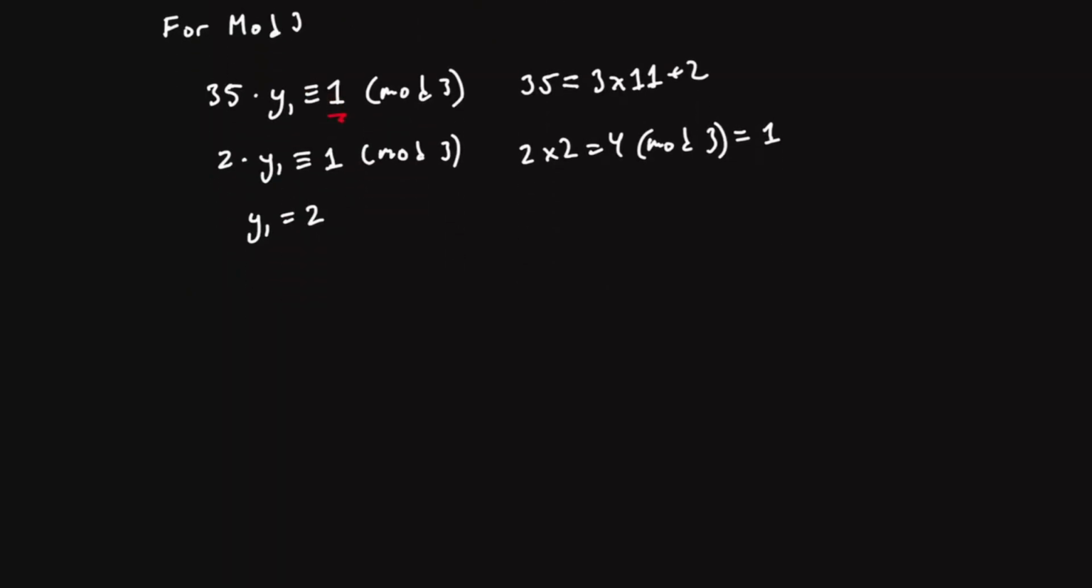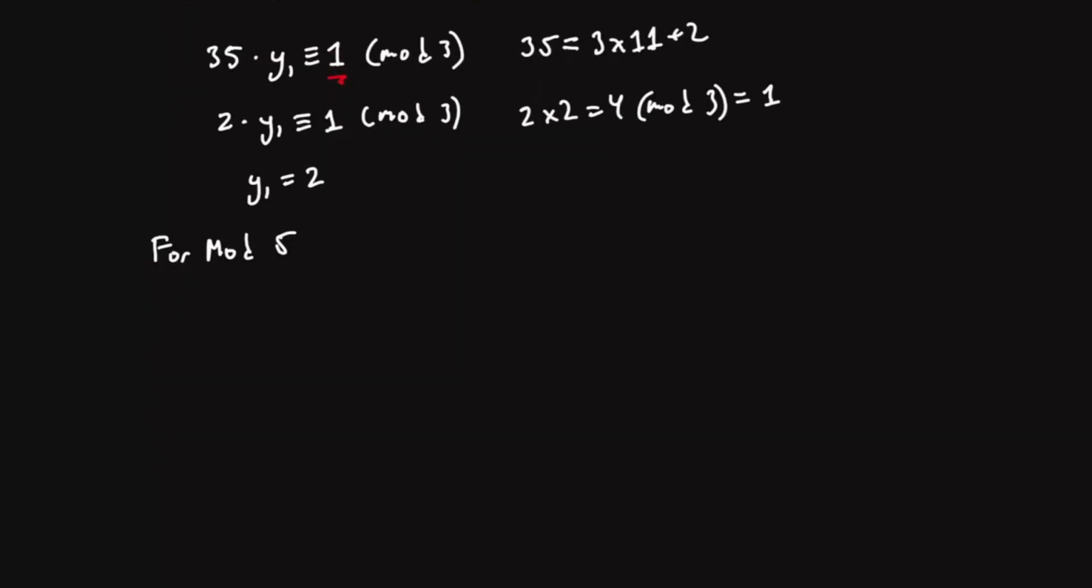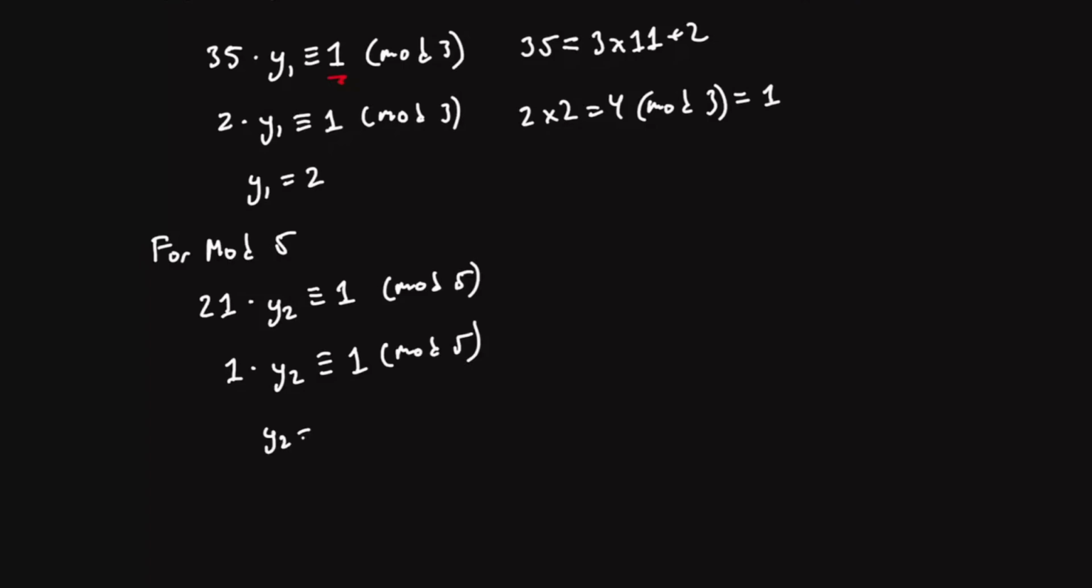If we scroll down a little bit, we can go for mod 5 now. Same thing as before, right? We take our value up here, our 21. 21 times y2 equals 1, this time mod 5, right? It's a different section of the question. 21 mod 5 is just 1, times y2 equals 1 mod 5. This means y2 can just be 1. We don't need to do anything crazy.